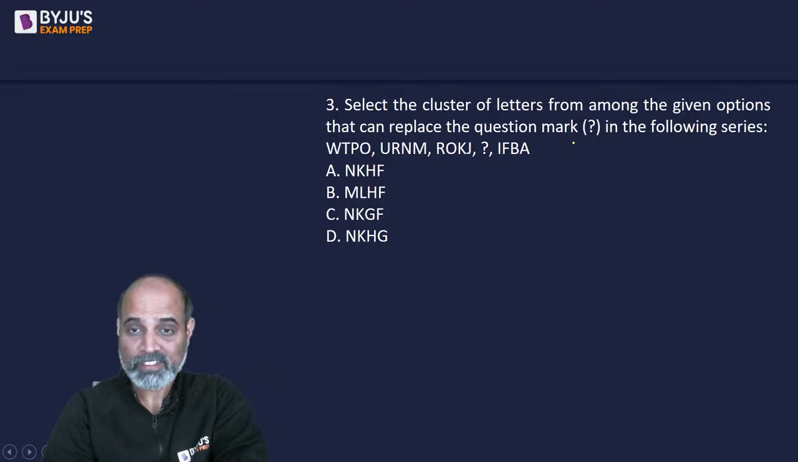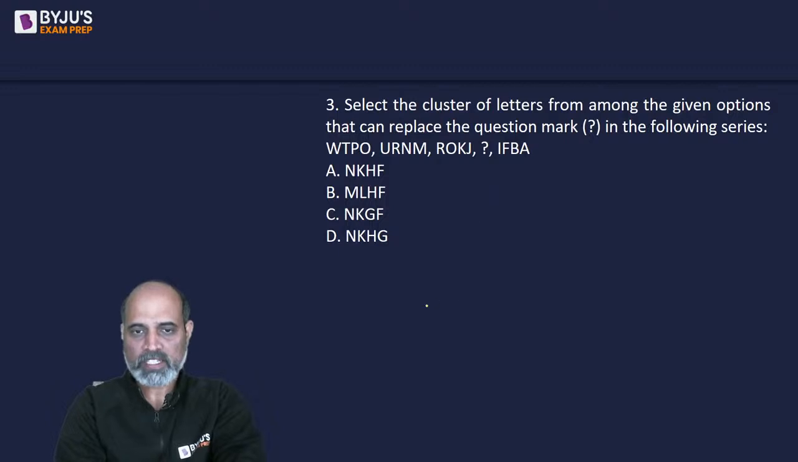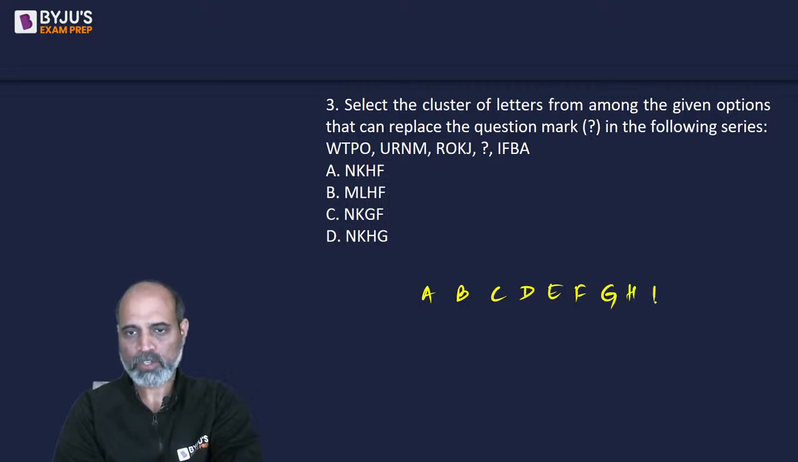Very weird. Okay, next, select the cluster of letters from among the given options that can replace the question mark in the following series. W, T, P, O, U, R, N, M. So मैं जल्दी से A, B, C, D लिख लेता हूँ. This is something that you guys should always write at the very beginning of your exam on the rough sheet.